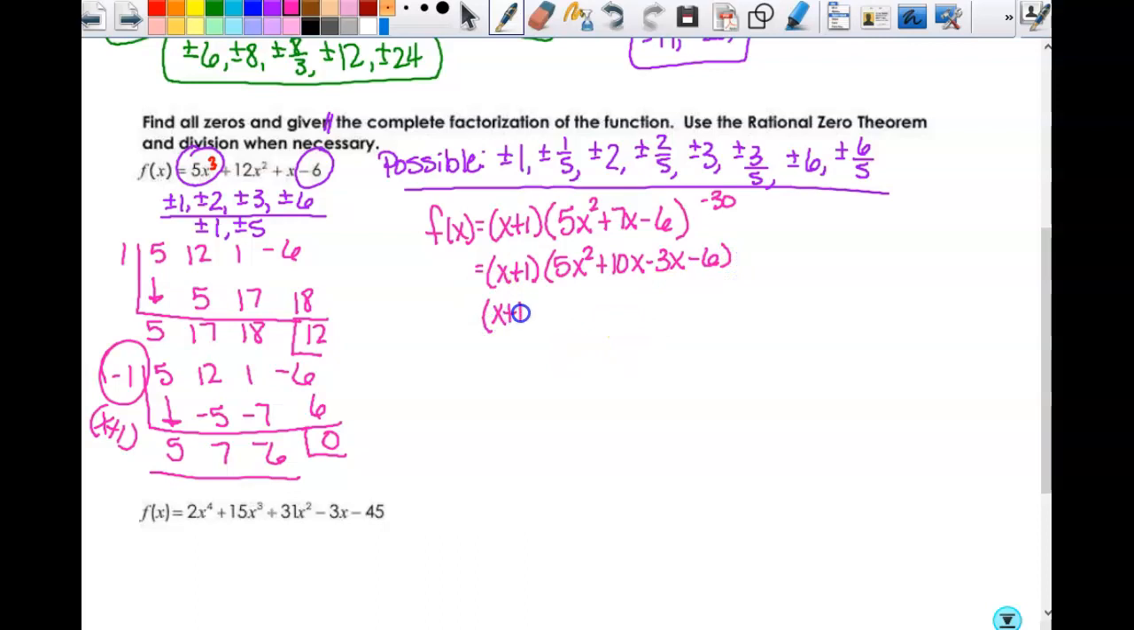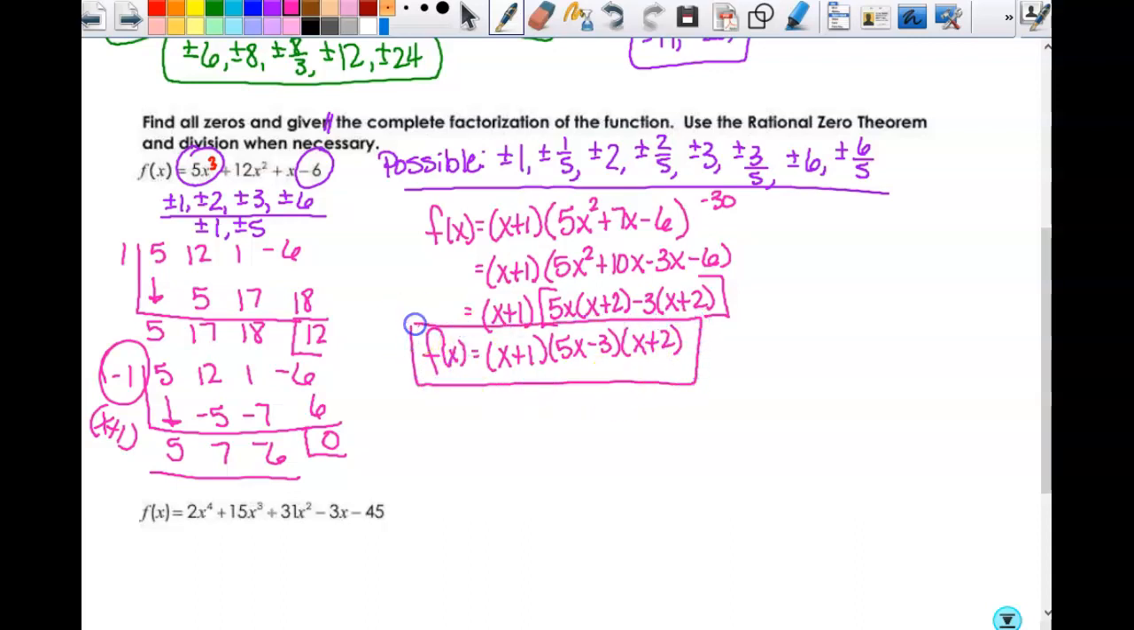So then I get x plus 1 times, so out of here I factor out a 5x, I am left with x plus 2. Out of here I factor out a negative 3, and I'm left with x plus 2. So then this gives me x plus 1 times 5x minus 3 times x plus 2. So now it is completely factored. F of x, this is my fully factored form, and then I find my zeros. So my smallest one is going to be negative 2, then negative 1, then 3/5. Okay. All right, let's move on to the next one.